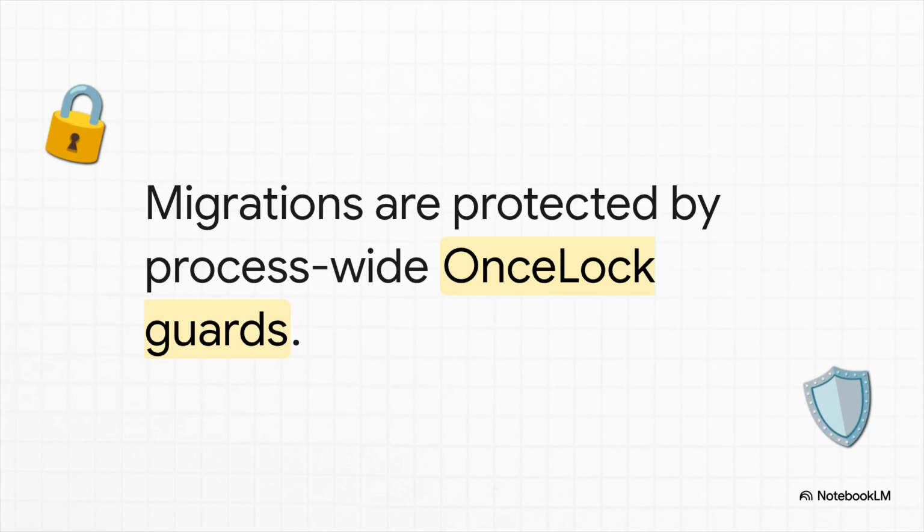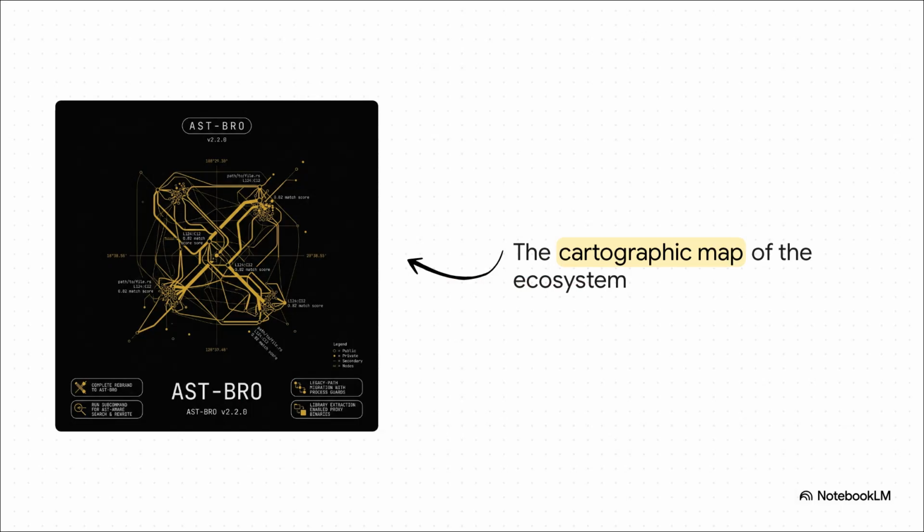And for the DevOps engineers and tech leads out there, you can breathe easy. If you have multiple MCP tools firing off concurrently, they are not going to race and corrupt your cache migration. Every single one of these automatic migrations is protected by strict process-wide once-lock guards. It is completely 100% thread safe.